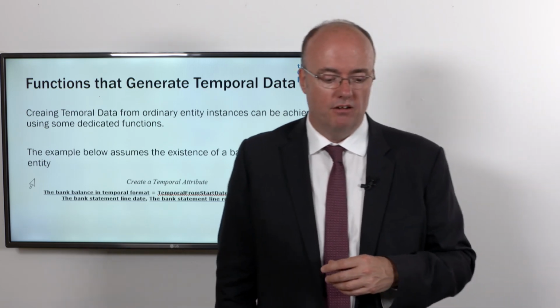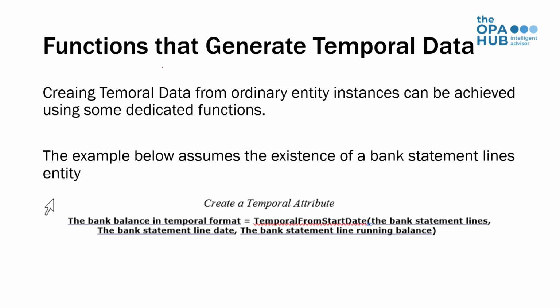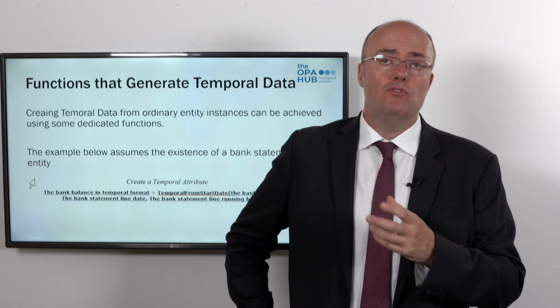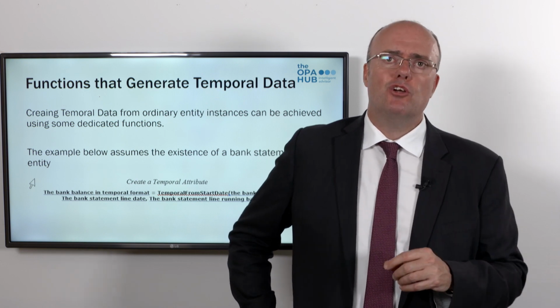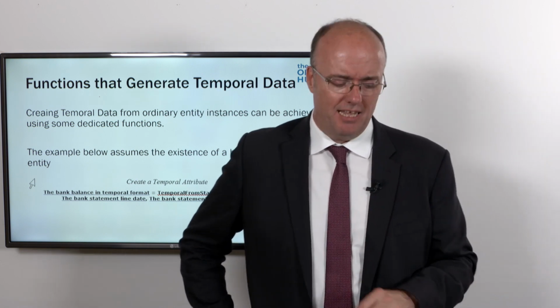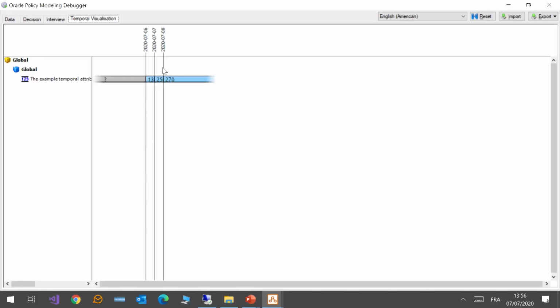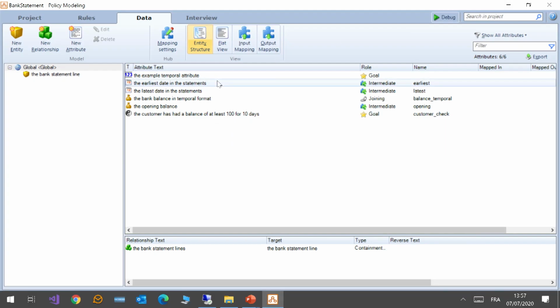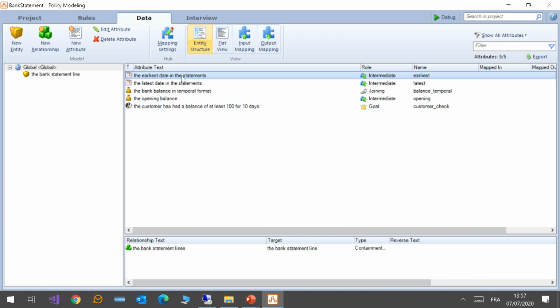So you're thinking, okay, fine. But sometimes you need to create temporal data because you don't have it, but you need it. Let's look at a concrete example. I'm going to switch back to the application to discuss this one. First things first, I'm going to stop the debugger for a moment, and I'm going to go back to my example temporal attribute, and I'm going to remove it because it was just an example.